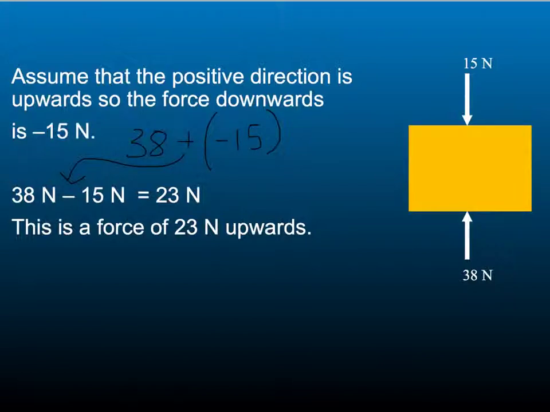So in this example, the resultant force is actually the difference between the two vectors, so 23 newtons going in the upwards direction. So you have to be careful here that when you're doing resultant vectors or vector sums, you choose one direction as your positive direction and one direction as your negative direction, and that will help you to do your calculation easy.